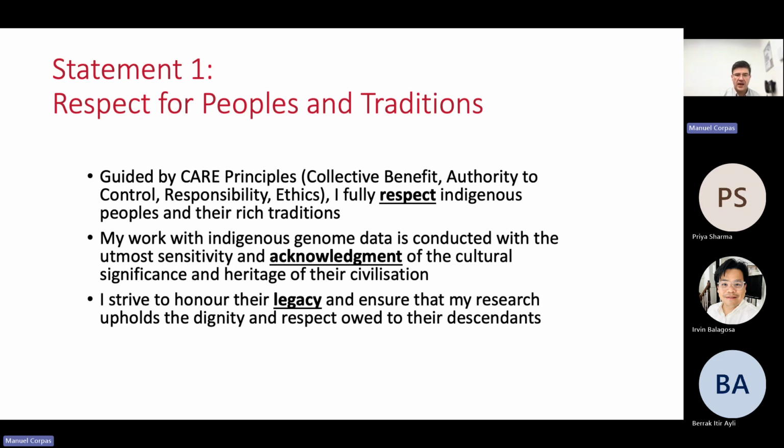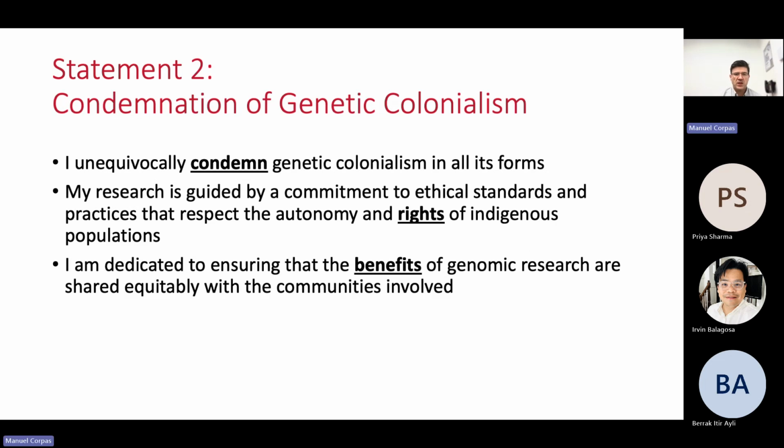And I strive to honor their legacy and ensure that my research upholds the dignity and respect owed to their descendants. I condemn genetic colonialism. By genetic colonialism is basically many practices in the past where scientists from the West would go collect the samples and then forget about the local peoples, not involving them in the process of serving their needs. So I unequivocally condemn genetic colonialism in all its forms.